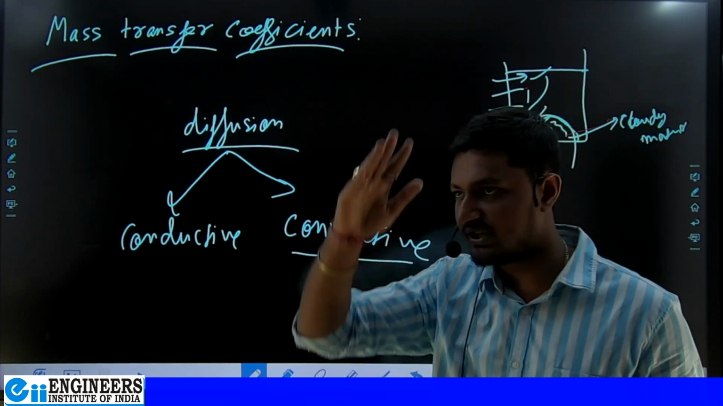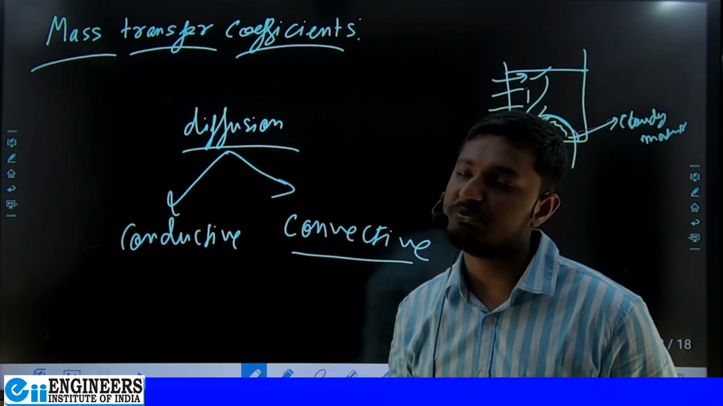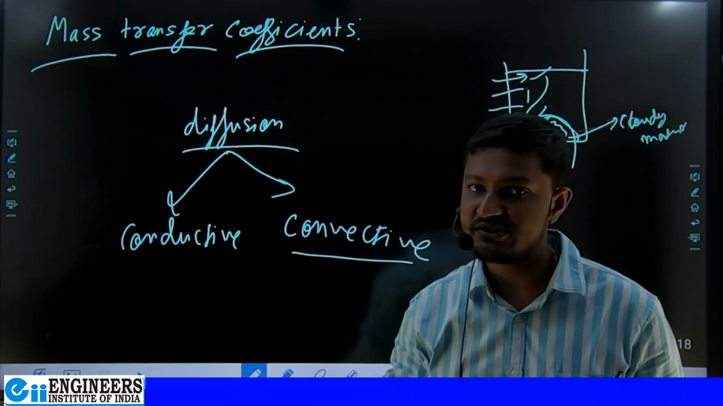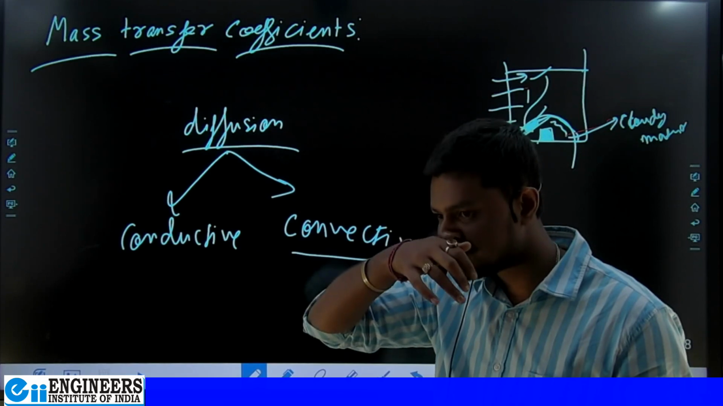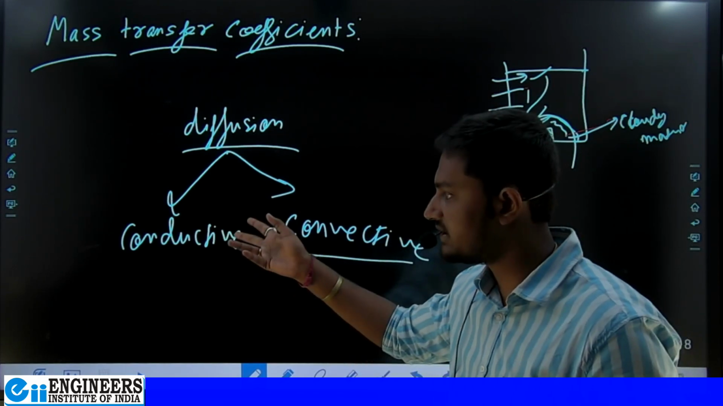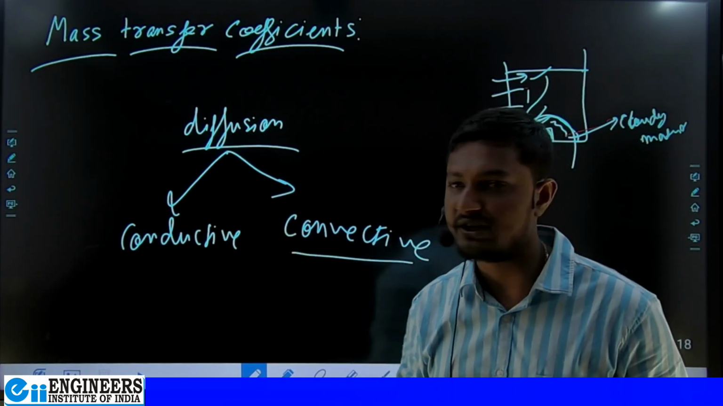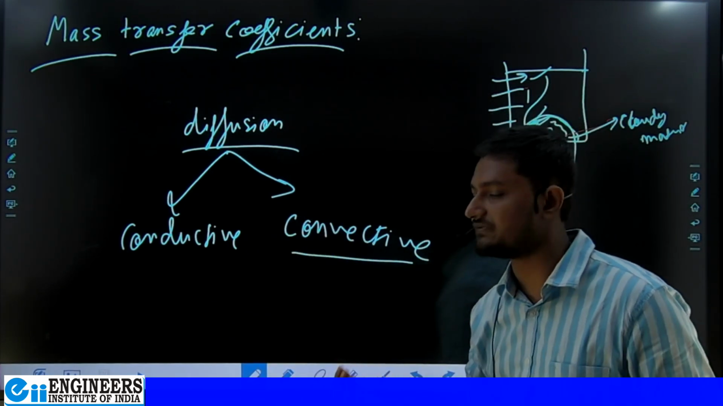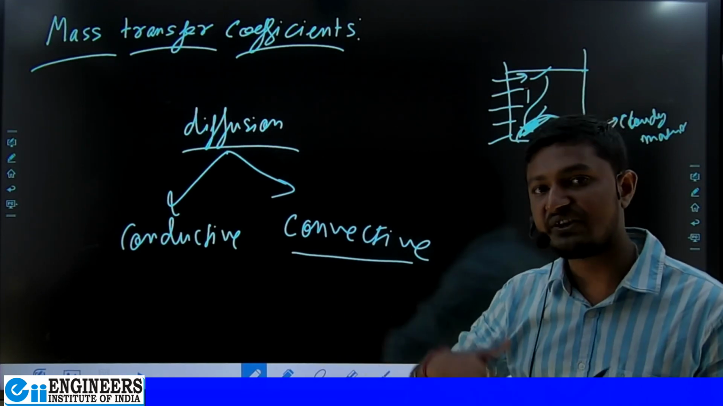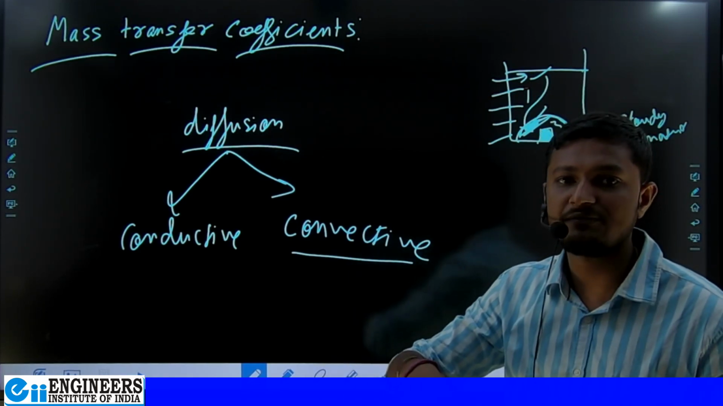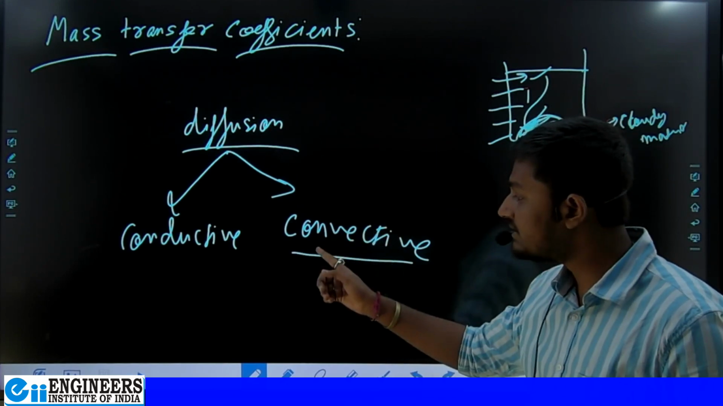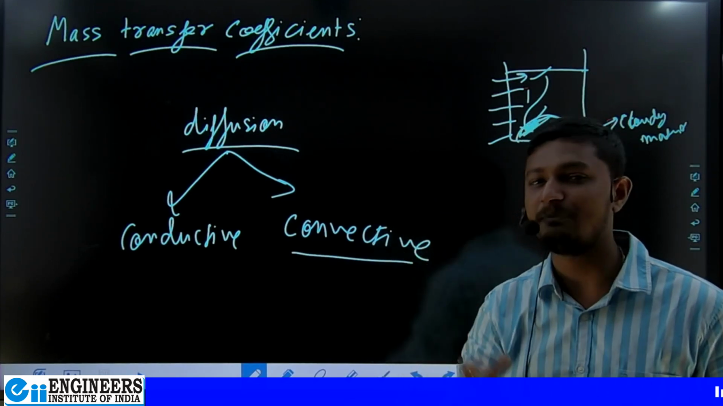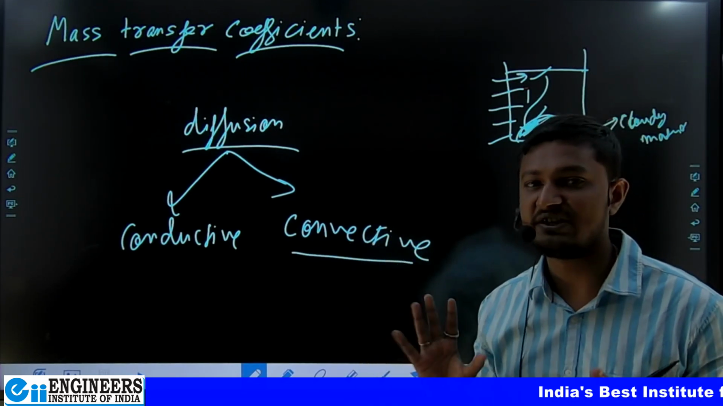The equimolar counter diffusion has a linear profile, and this one has a logarithmic or exponential profile. Because conductive mass transfer is very slow, getting the concentration profile and the velocity profile is very easy. However, convective mass transfer is very fast under the influence of some external force, so getting the concentration profile and the velocity profile becomes very complex and very difficult for us.